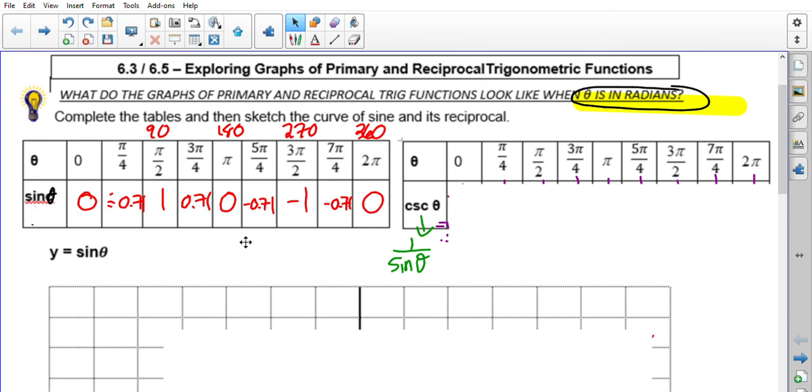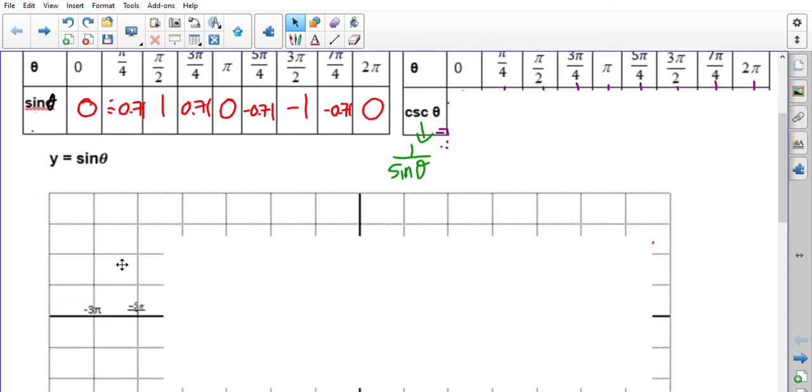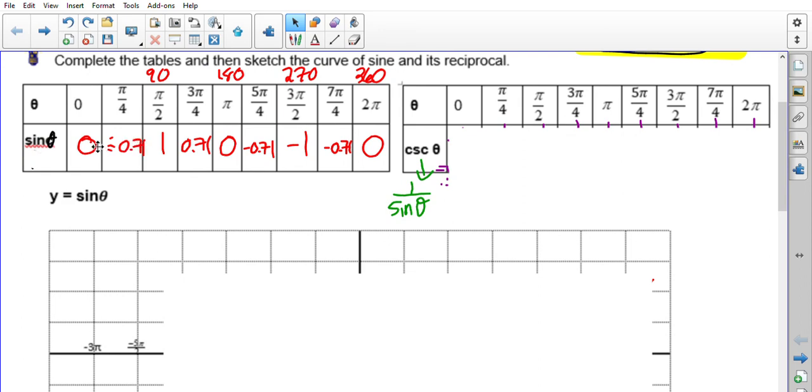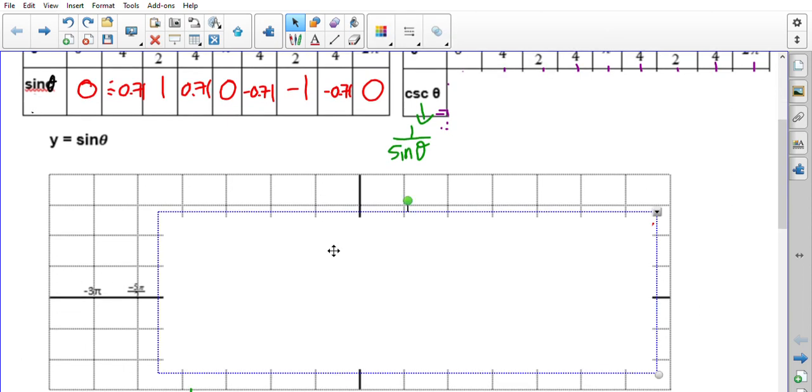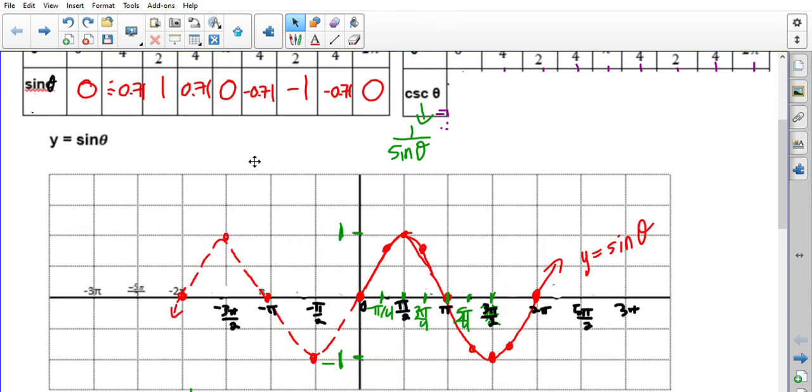Alright, so let's graph that right here on the first grid. Try to do the best you can, make sure you're hitting this max value here and this min value here. You should remember from last year that the graph should look something like this. We start at 0, go up to our max, come back to 0, down to our min, back up to our center value of 0. I've just drawn two cycles of sine, so I did a dotted line to show the second cycle.